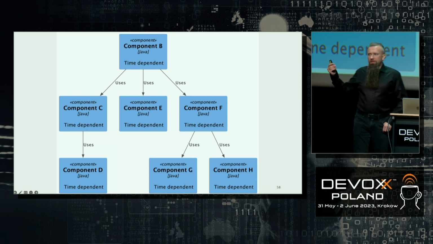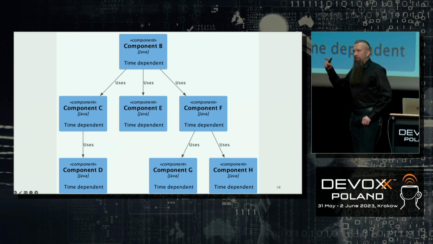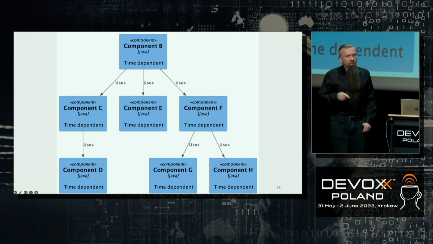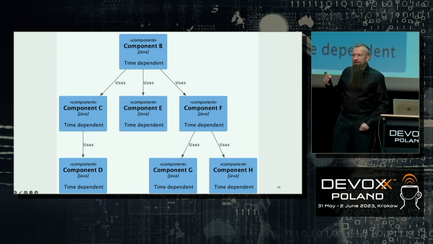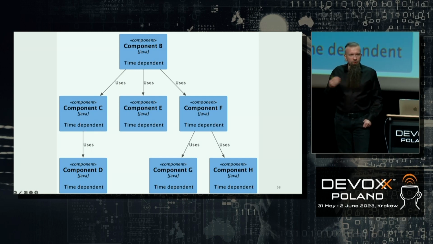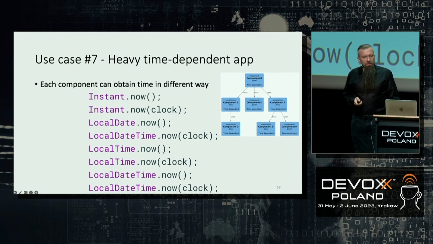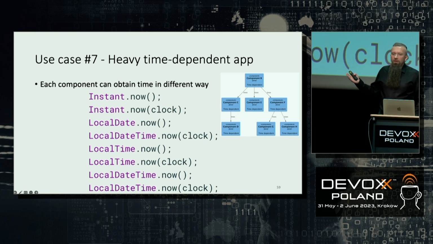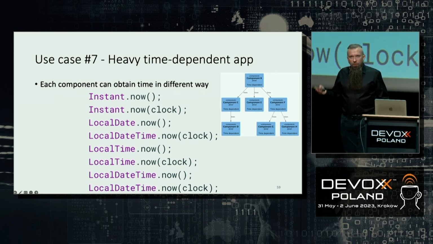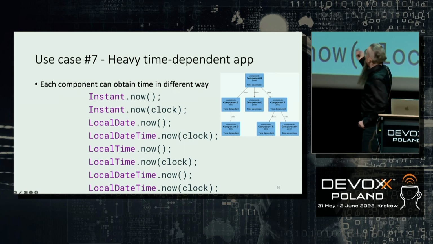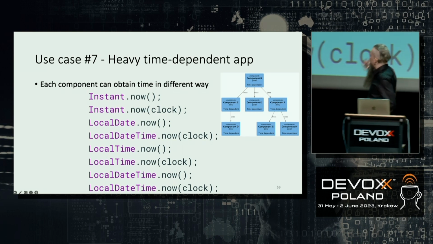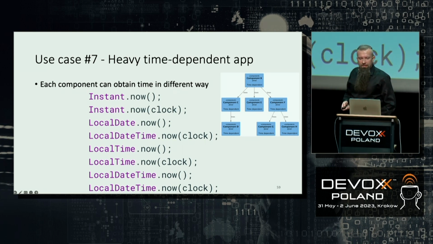It's extremely easy for the particular class to test it against the clock. However, when you're going to the integration test and you are going to test integration between multiple time-dependent components, it's getting hard. First of all, each component can obtain time in a different way, by a different provider, as we can see: Instant.now, LocalDateTime.now, now from Clock, and so on, in some kind of legacy system.